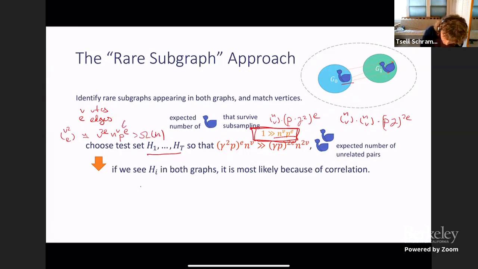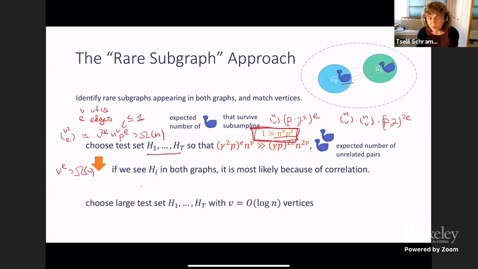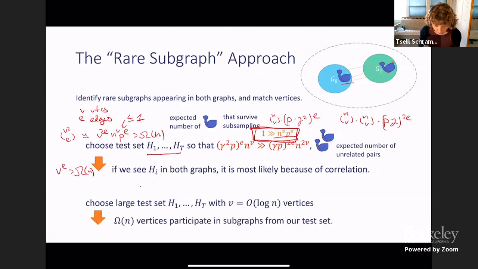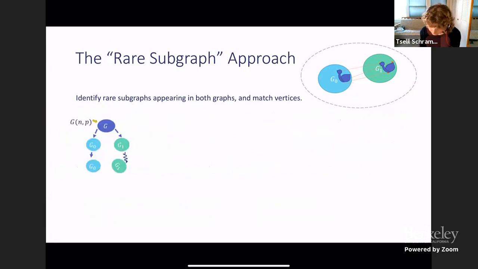Because this is less than 1, what we're really asking is that v to the e be bigger than n, and that means that we need to take v to be growing with n. So we take v to be logarithmic, maybe we could get away with log n over log log n. If we choose v so that there's logarithmically many vertices in each, then we can guarantee that a constant fraction of the vertices in the graph participate in these things, and then we can use similar percolation type ideas. This will be our seed essentially, and now we can use the seeded matching algorithms that exist before in order to get the full matching. So we recover pi completely.